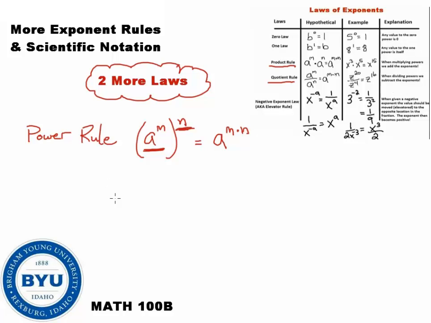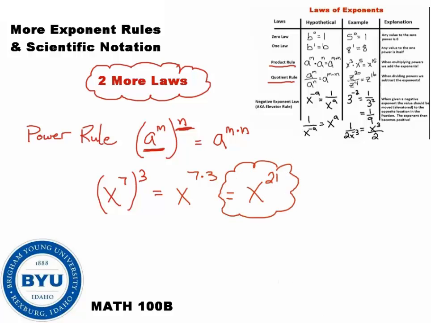For example, let's say I had x to the 7th raised to the 3rd power. To do this problem, we're going to apply the power rule, which states that when you have a power raised to a power, you multiply. So we would get x to the 7 times 3 power. We would multiply those out to get our answer of x to the 21.